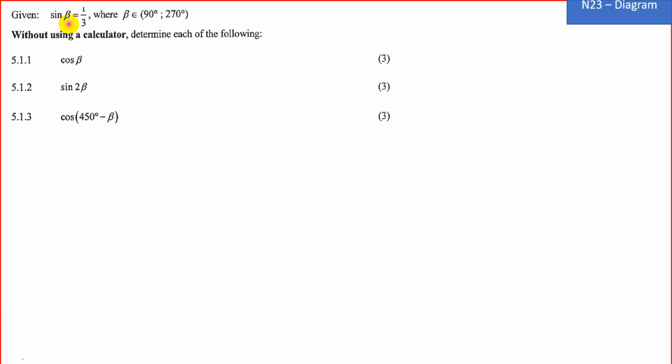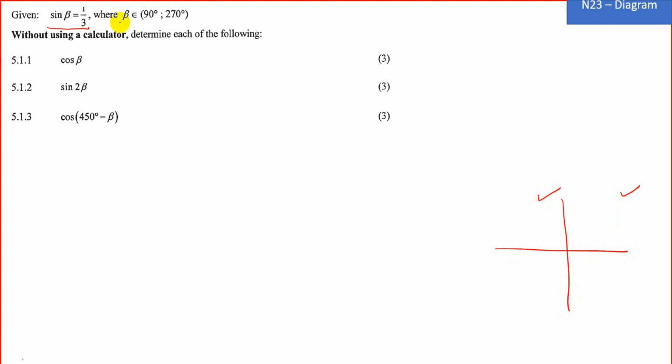Given sin beta is equal to 1 over 3, where beta is an element running from 90 to 270. Without using a calculator, determine each of the following. So the first thing we are going to do is figure out in which quadrant this diagram will go. Sin beta is 1 over 3, which means that sine is positive, and going into our CAST diagram, sine is positive in quadrant 1 or quadrant 2.